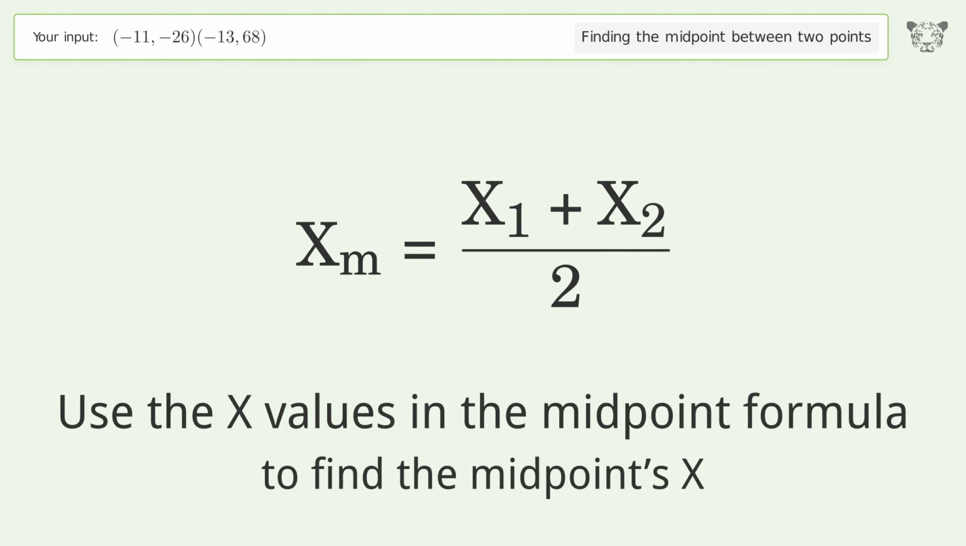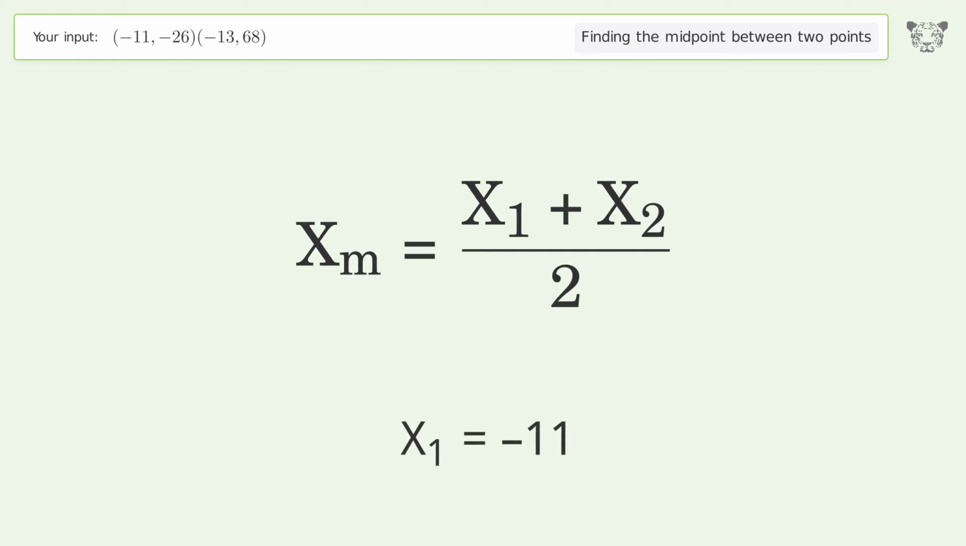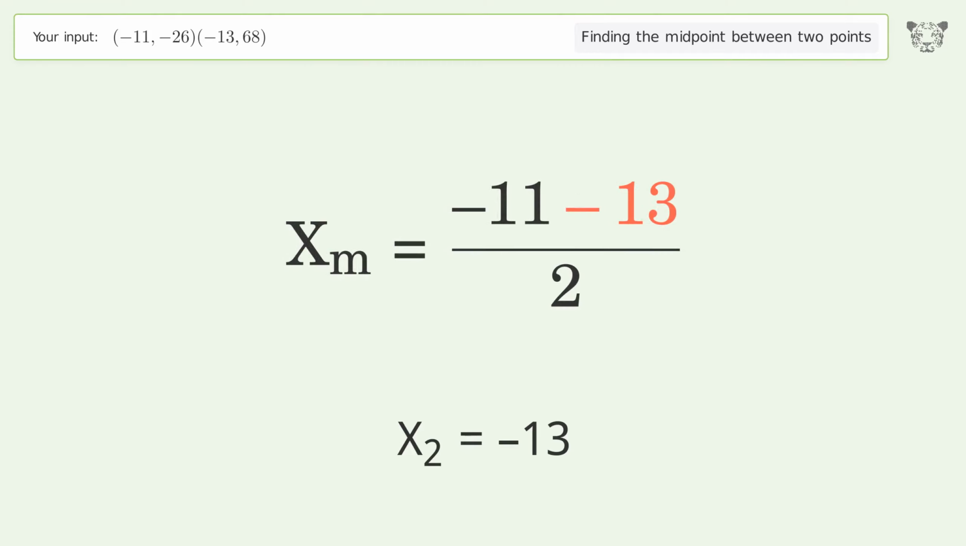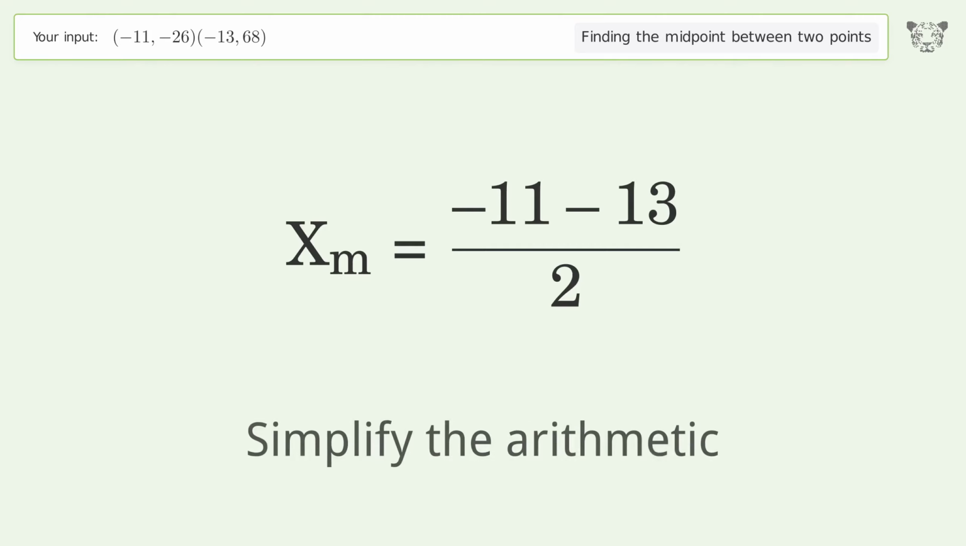Use the x values in the midpoint formula to find the midpoints x. x1 equals -11. x2 equals -13. Simplify the arithmetic.